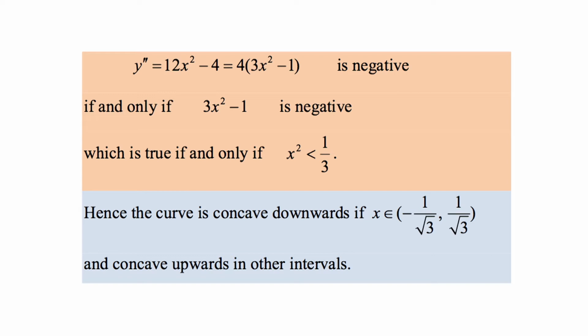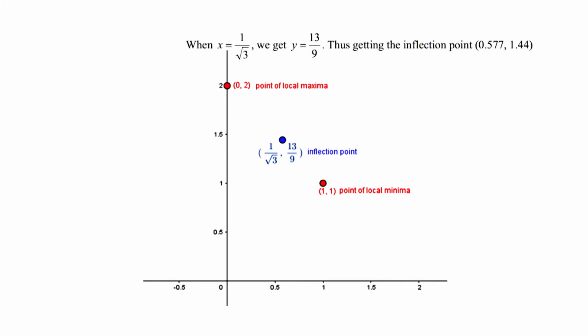Now, y double dash is equal to 12x square minus 4 is negative if and only if 3x square minus 1 is negative, which is true if and only if x square is less than 1 by 3. Hence, the curve is concave downwards if x square is less than 1 by 3, that is when x is inside the open interval minus 1 by root 3 comma 1 by root 3 and concave upwards in other intervals. When x is equal to 1 by root 3, we get y is equal to 13 by 9, thus getting the inflection point 0.577 comma 1.44.